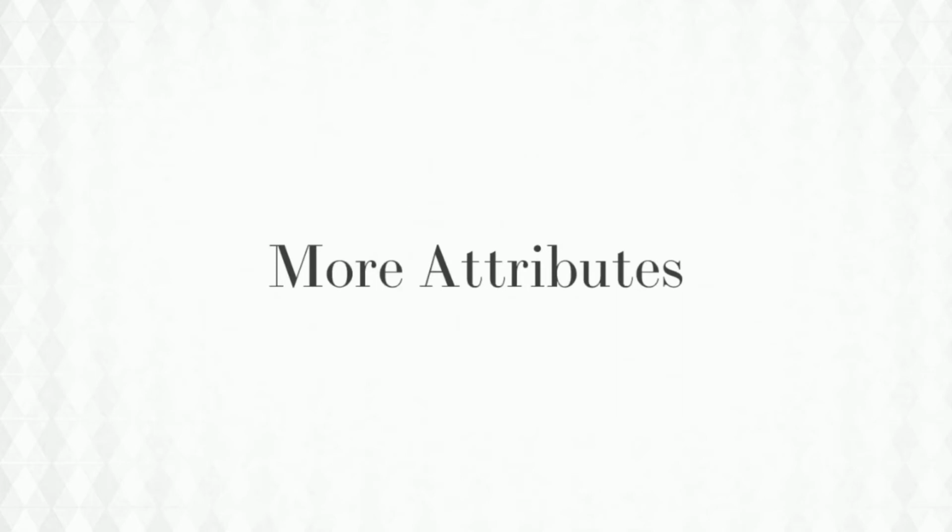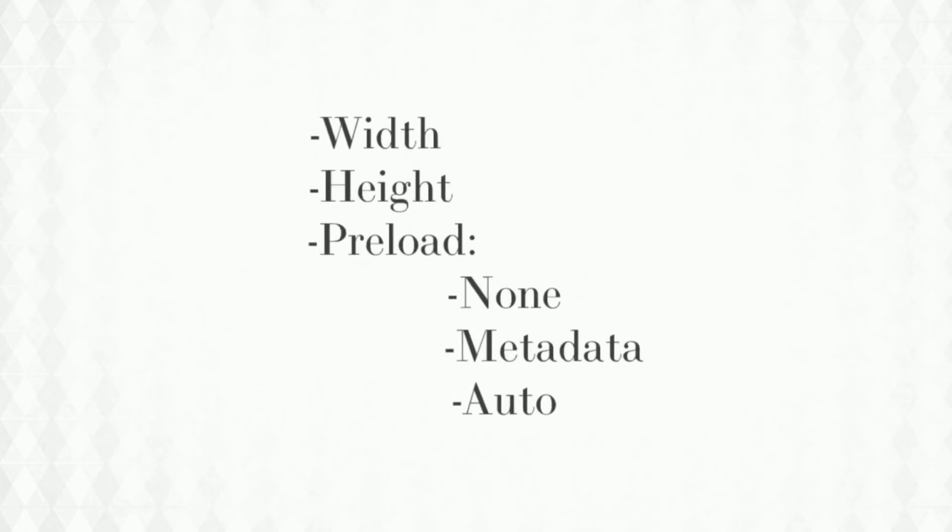And some more attributes: same as an image tag, the video tag also allows us to use width and height, and these are measured in pixels. Preload hints to the browser how much video to load. It takes three different values: none, which doesn't load anything; metadata, which loads only the video's metadata, like length and dimensions; and auto, which lets the browser decide what to do.